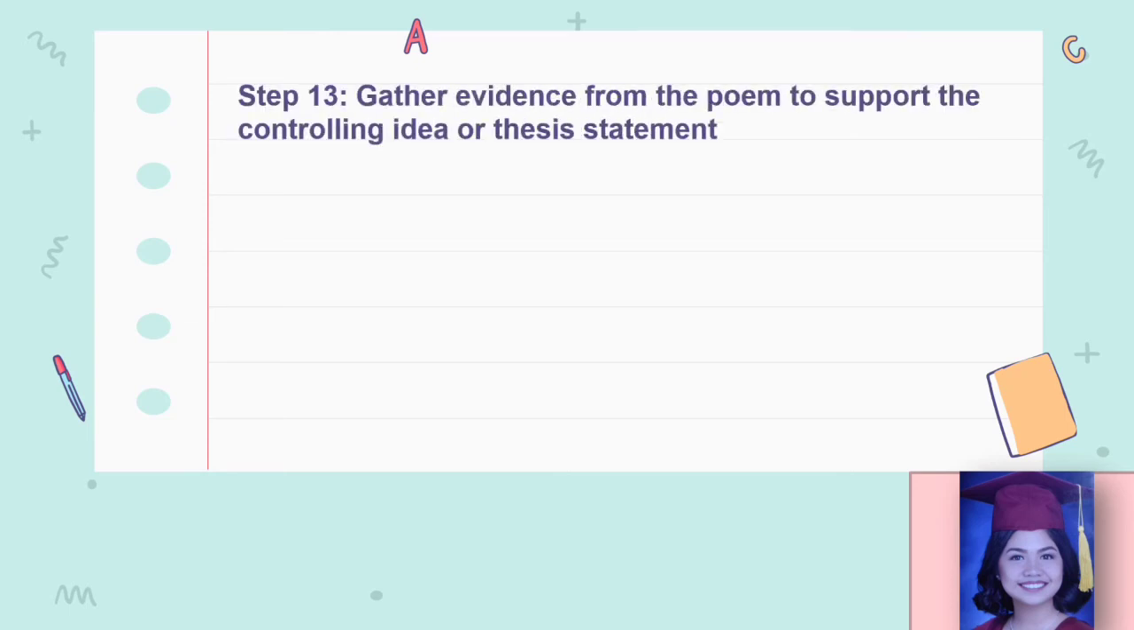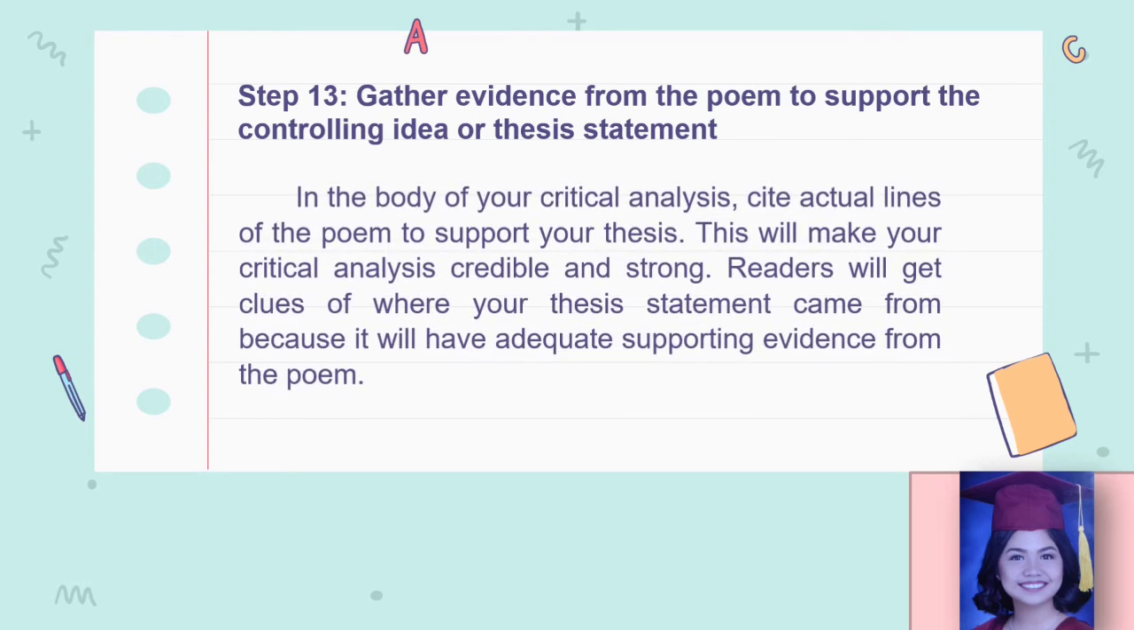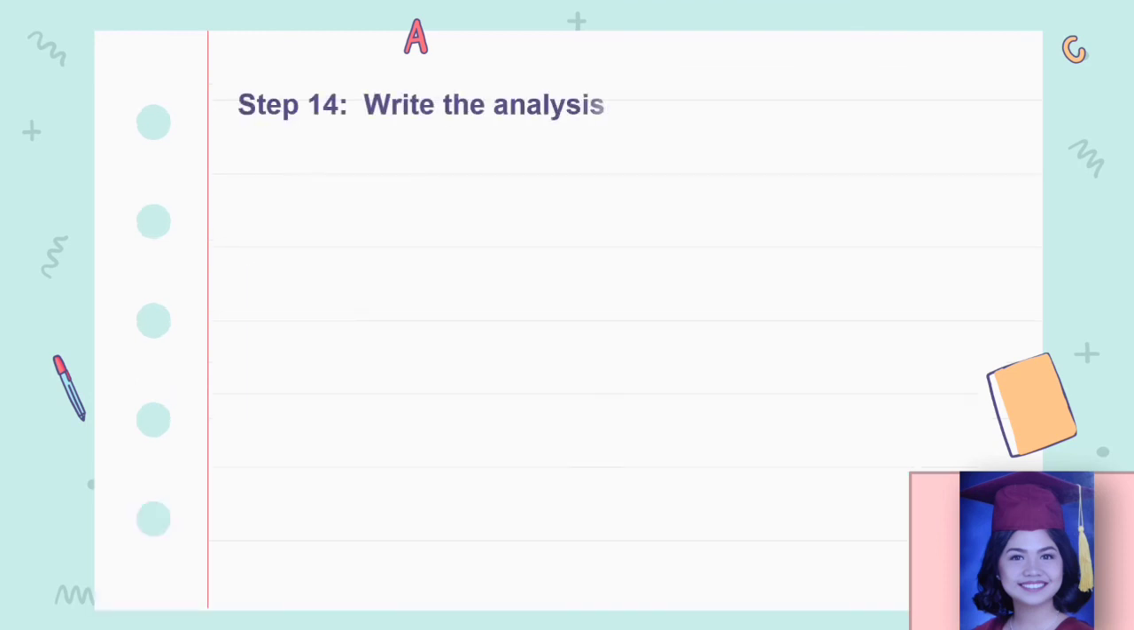Step 13. Gather evidence from the poem to support the controlling idea or thesis statement. In the body of your critical analysis, cite actual lines of the poem to support your thesis. This will make your critical analysis credible and strong. Readers will get clues of where your thesis statement came from, because it will have adequate supporting evidence from the poem.